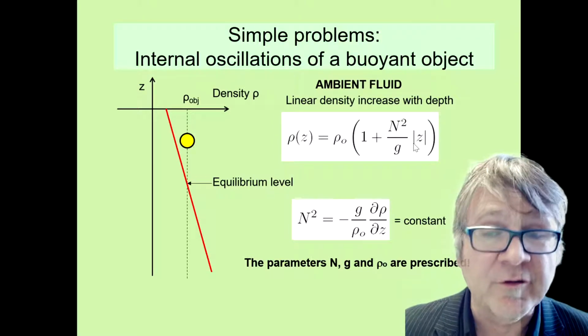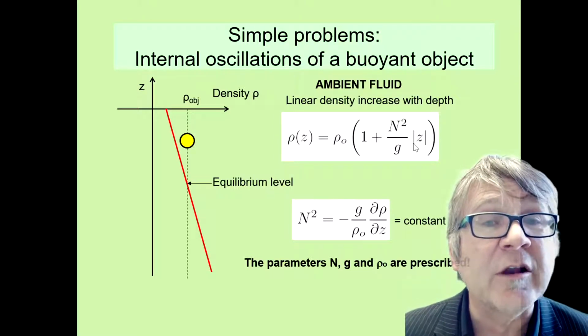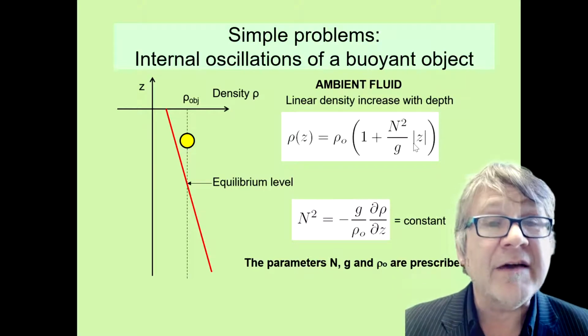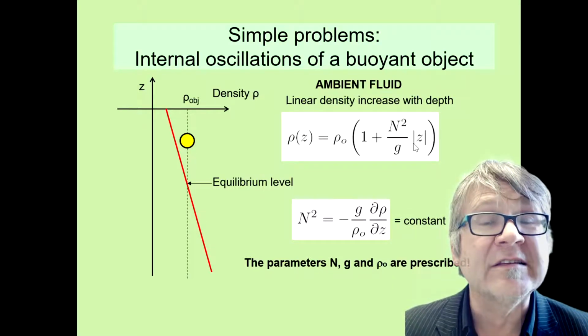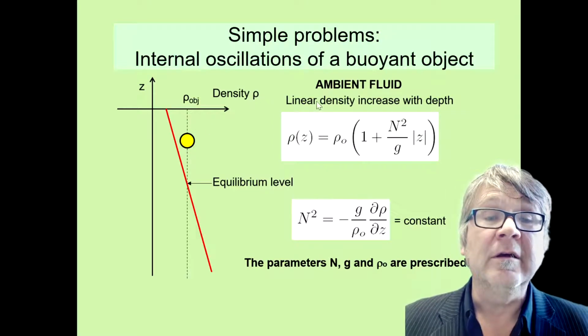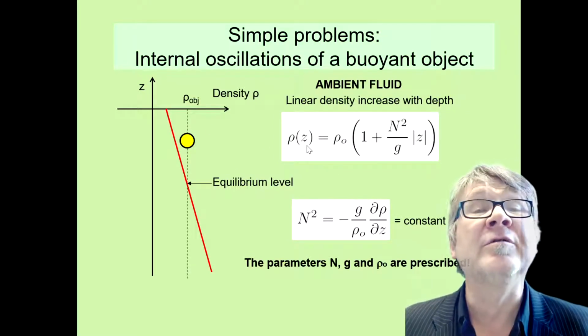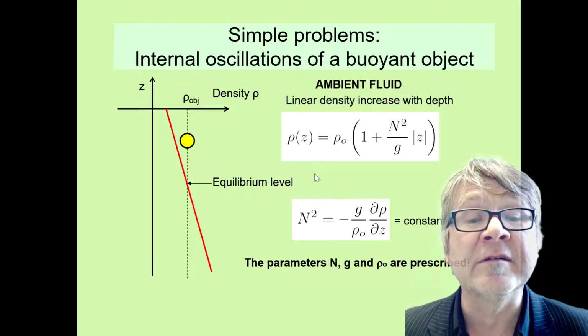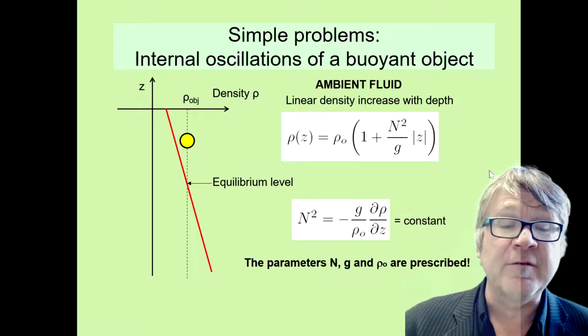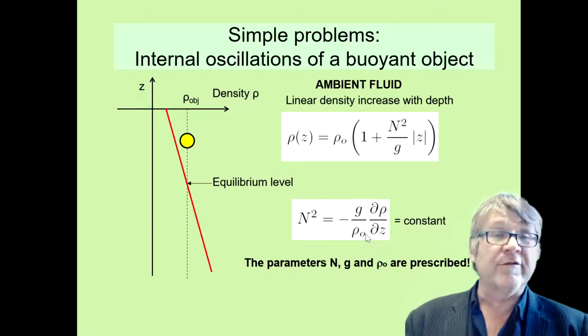prescribe the initial vertical density stratification, but you can also tell at any vertical level what the density is in the fluid. Yes, this one is actually a function. You plug in a value of z and it returns you a value of the ambient density. And the N squared is, we had that before, and these values are prescribed.